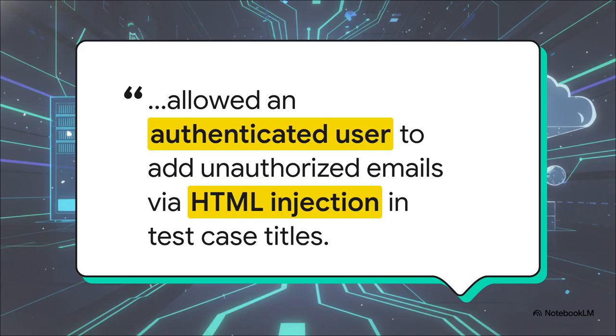The National Vulnerability Database says an authenticated user could tack on unauthorized email addresses to accounts. And how? Through HTML injection right in the test case titles. Now, I know what you might be thinking. Test case titles? Sounds kind of obscure, doesn't it? Well, you'd be wrong. This is a critical entry point. An attacker with just basic user privileges can slip malicious code into a field that, let's be honest, most teams would never even think to check.